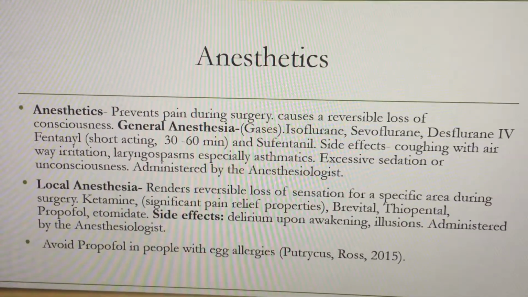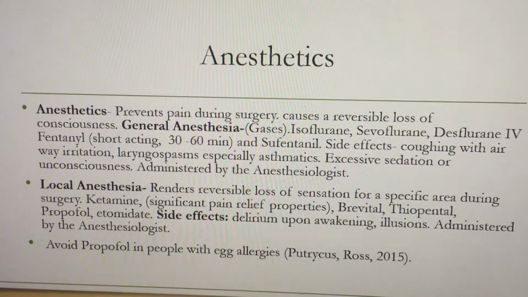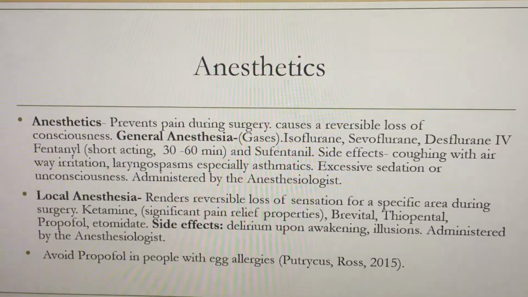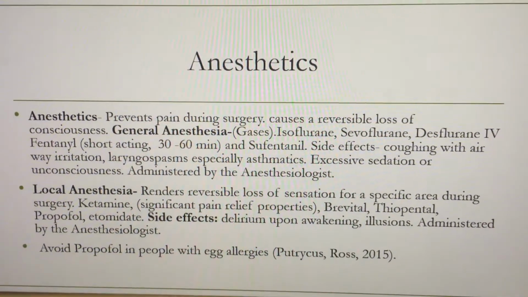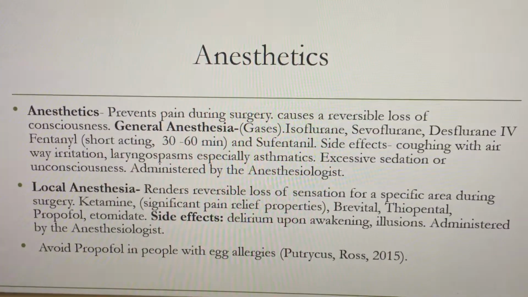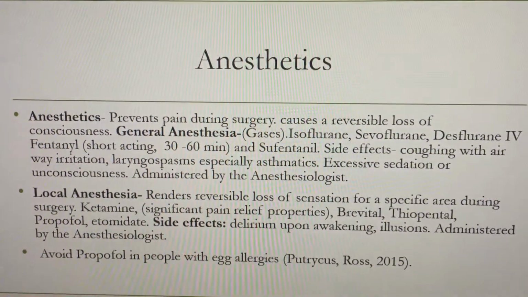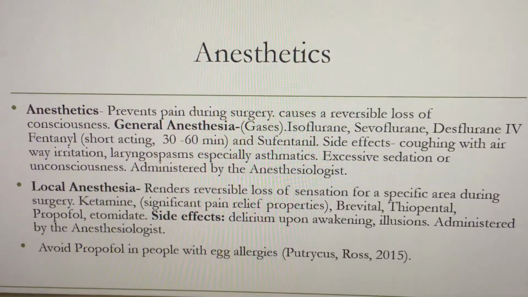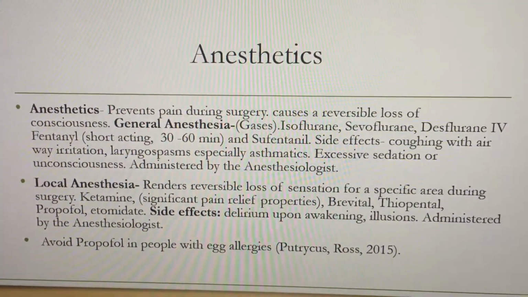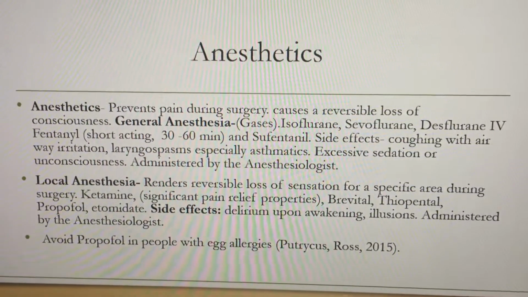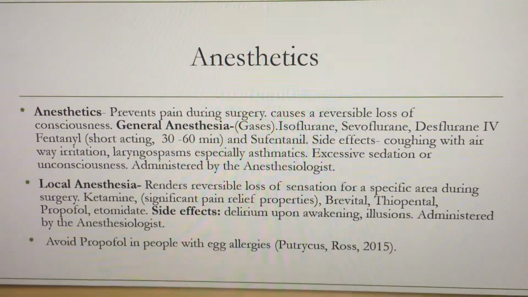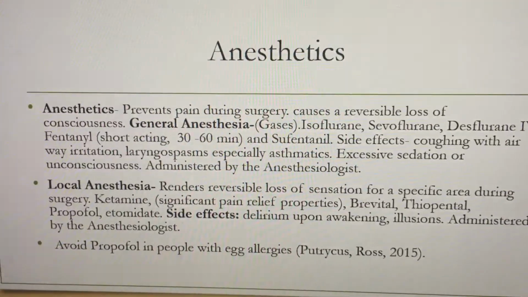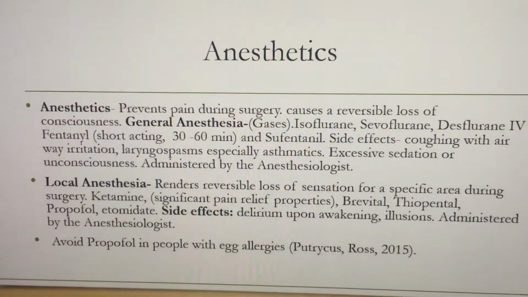Anesthetics are used to prevent pain during surgery. Anesthetics cause a reversible loss of consciousness. General anesthesia is usually in the form of gases. Some examples are isoflurane, sevoflurane, and desflurane, or given IV. The side effects are coughing and oversedation, of course, and laryngeal spasms, especially in asthmatics. So when these patients come out, we are assessing them right off the bat for excessive sedation or unconsciousness.